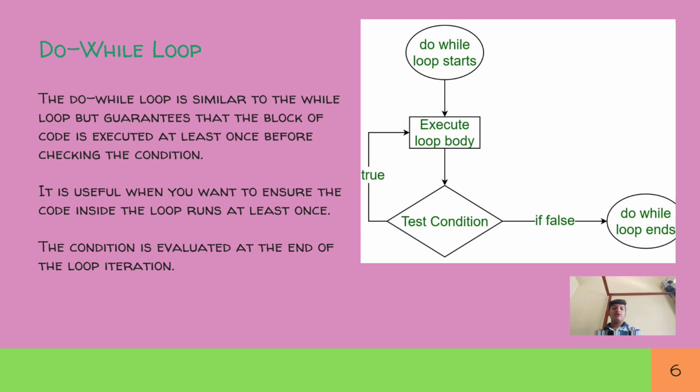Let's see about do while loop. The do while loop is similar to the while loop but guarantees that the block of code is executed at least once before checking the condition. It is useful when you want to ensure that the code inside the loop runs at least once. The condition is evaluated at the end of the loop iteration.